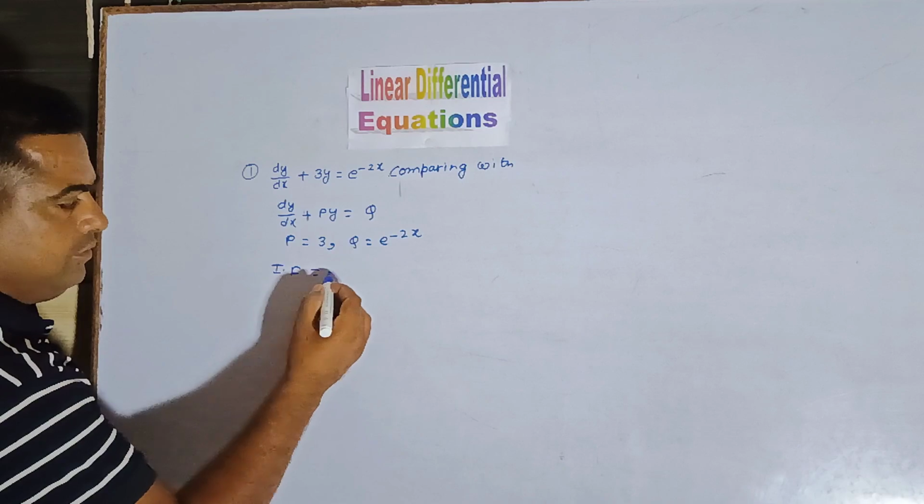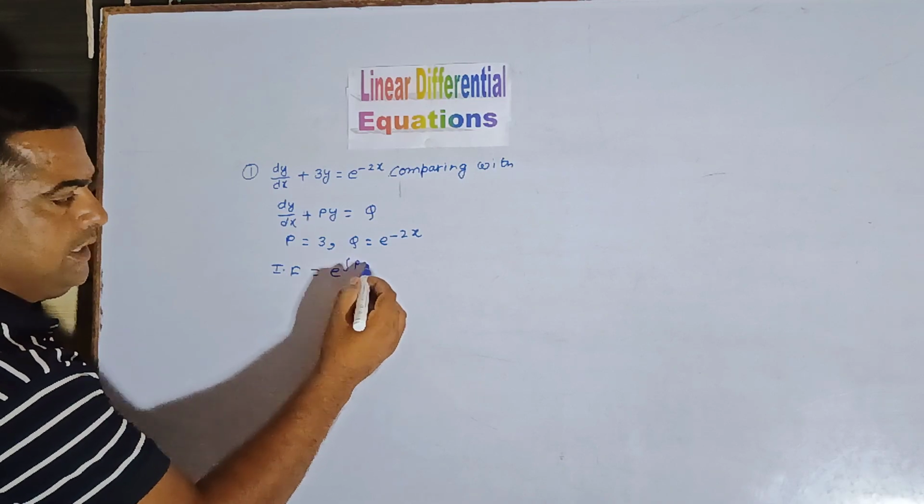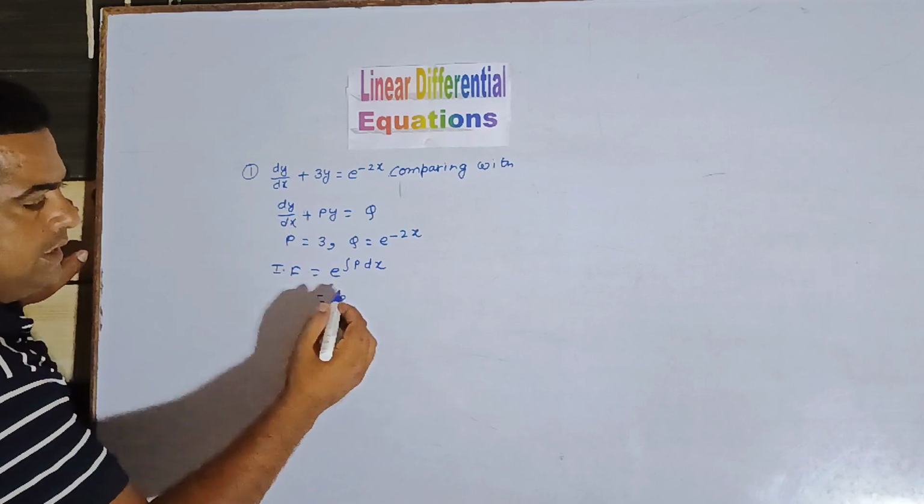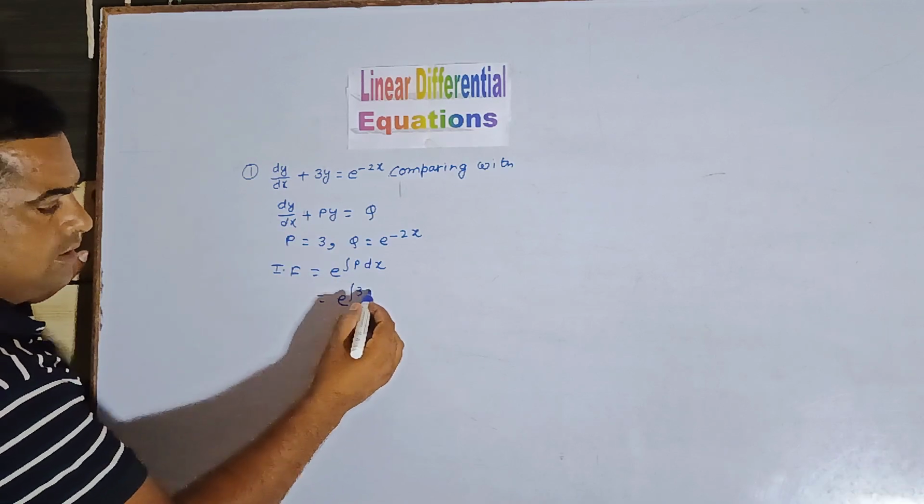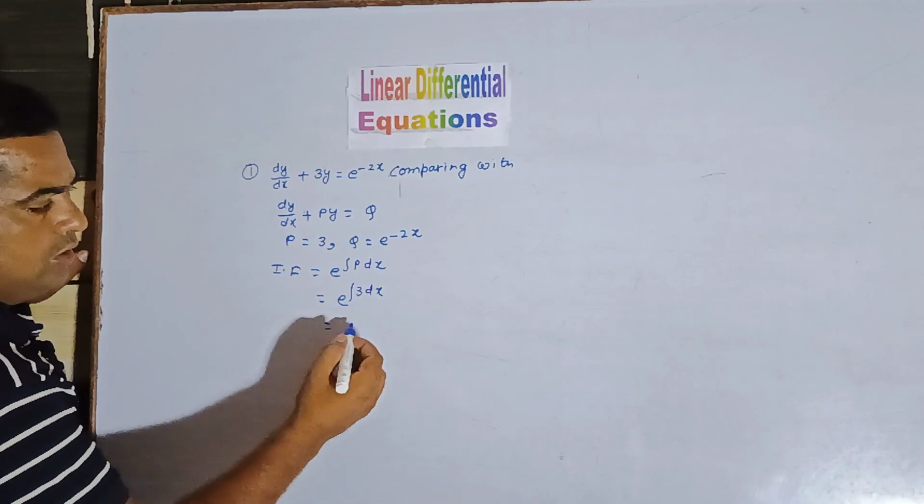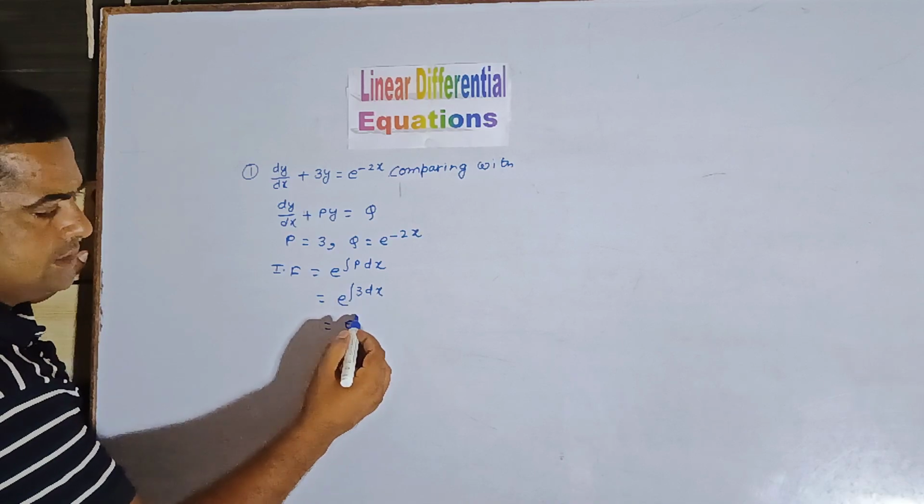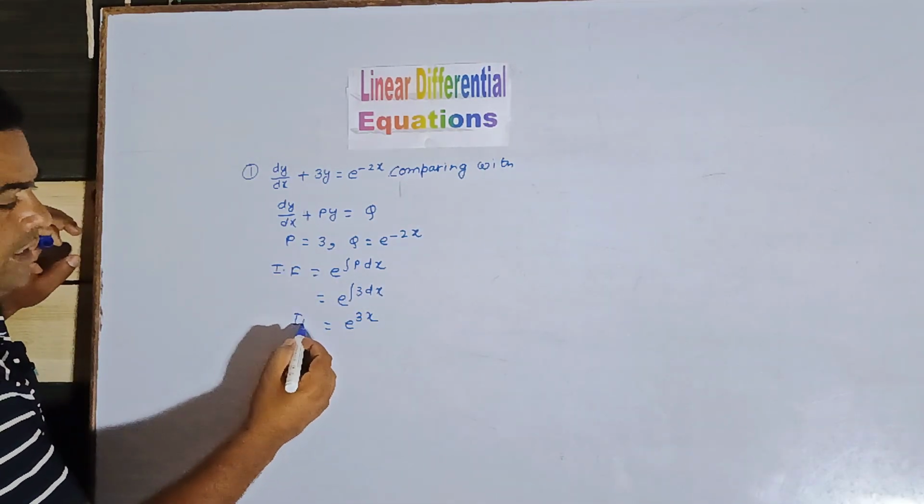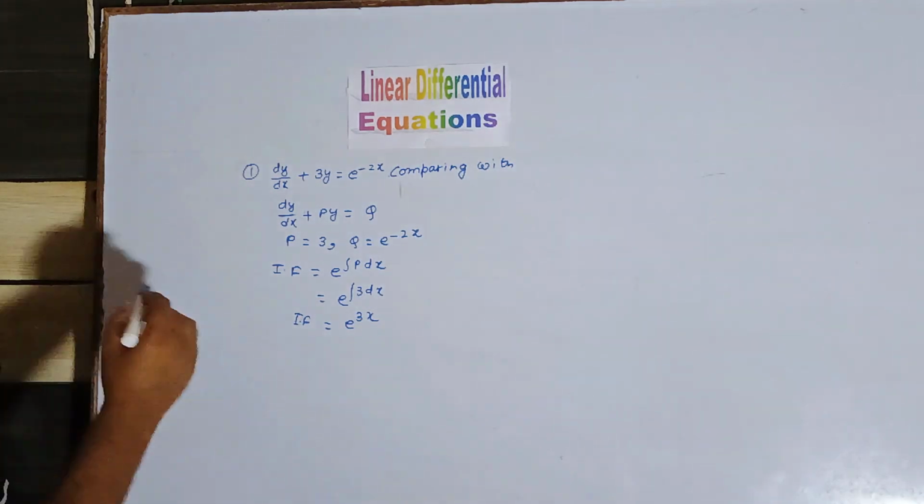Students, we will find here the IF, the integrating factor, because we have to put the value of IF. So the value of IF will be e to the power integral p dx. What is the value of p here? This is 3, so integral of 3 dx will be 3x. The value of IF, the integrating factor, will be e to the power 3x.